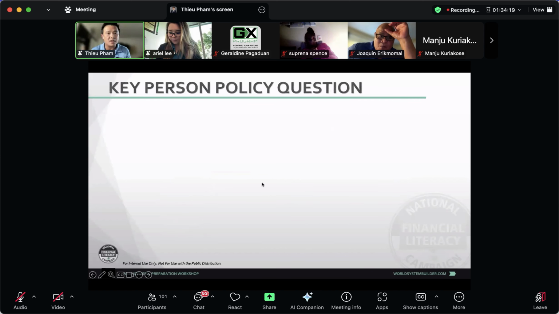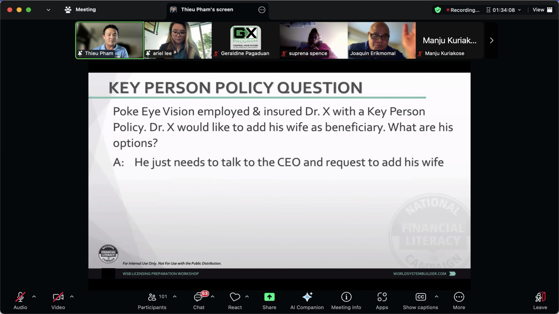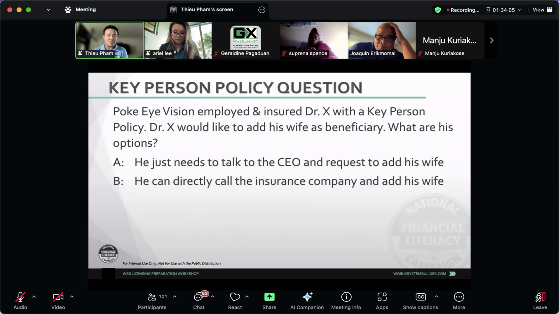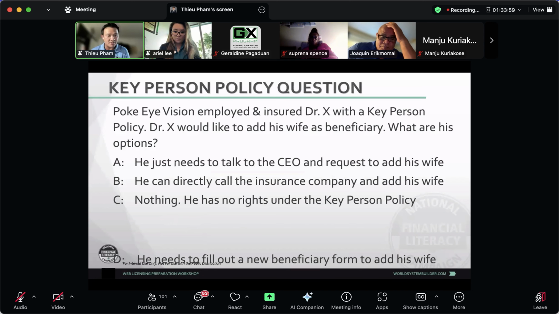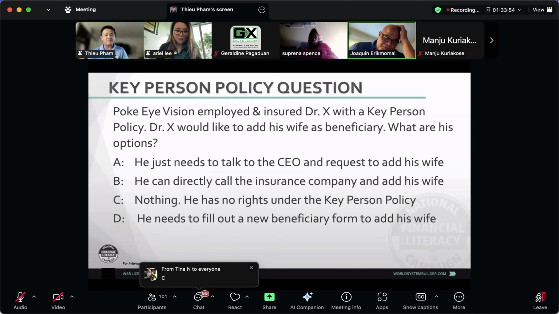Very simple here. I'll go quick. Policy question. A hospital employed and insured Dr. X with a key person policy. Dr. X would like to add his wife as a beneficiary. What are his options? A, he just needs to talk to the CEO and request to add his wife. B, he can directly call the insurance company and add his wife. C, nothing. He has no rights under the key person policy. D, he needs to fill out a new beneficiary form to add his wife. C. Very simple, right? Because remember, this is key person insurance. It's insurance bought for the key person for the company. So other stuff is not related.